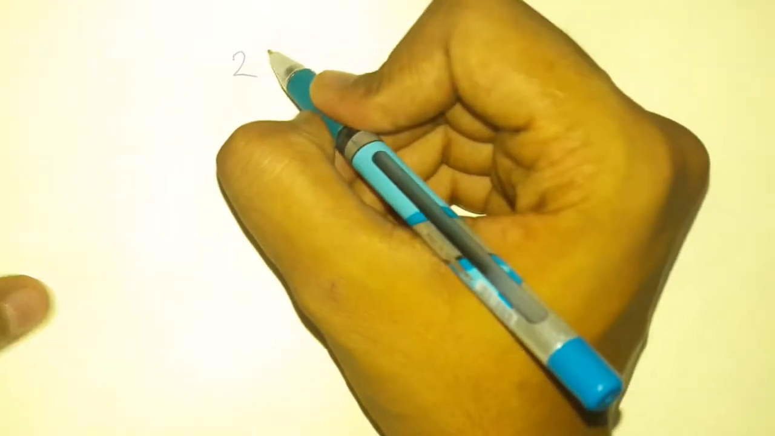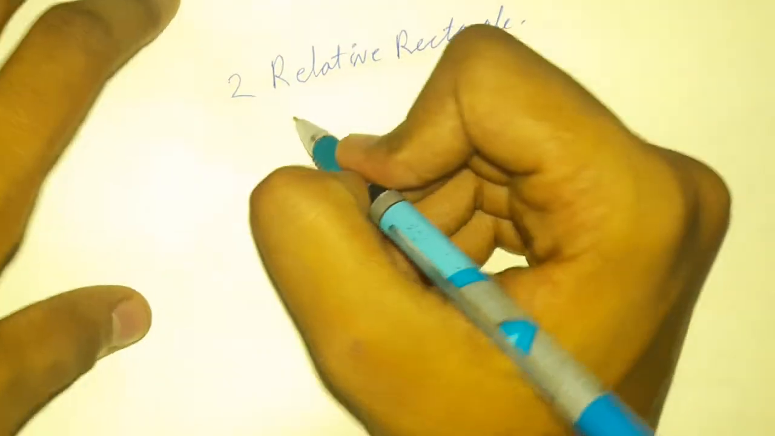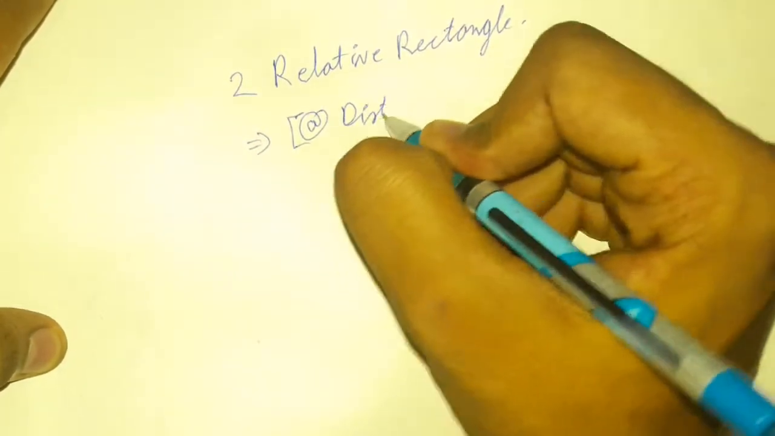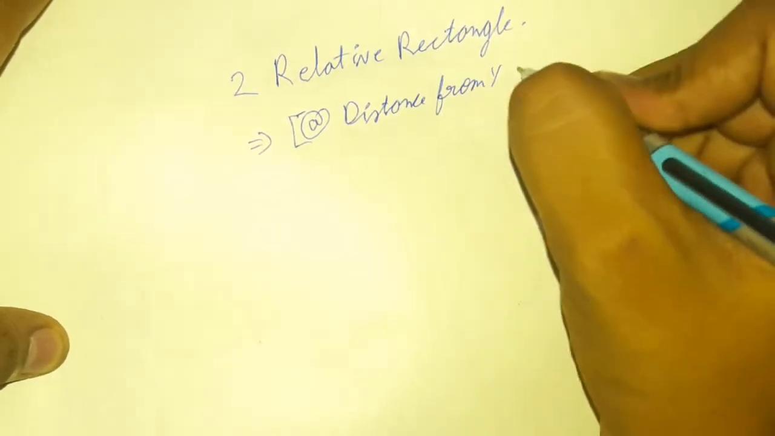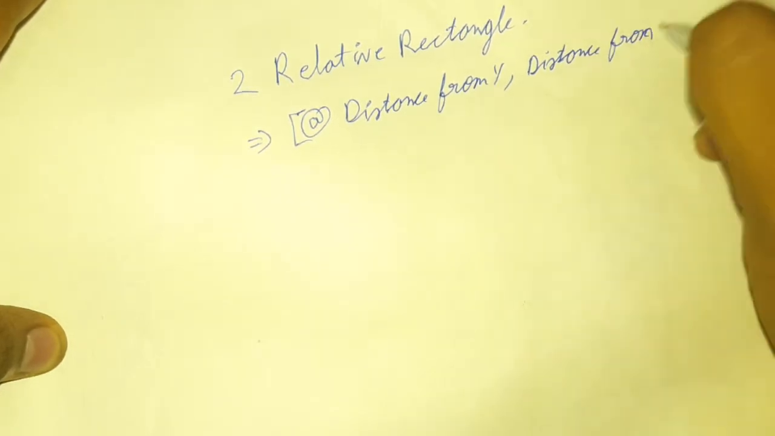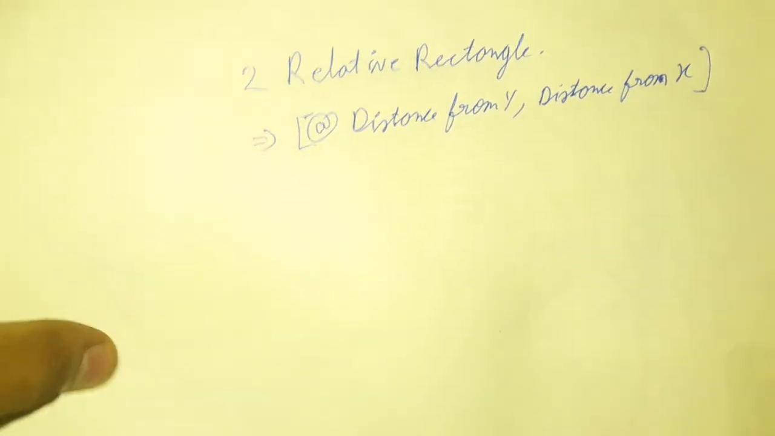Next is our relative rectangle. In this relative rectangle, we have to find the coordinate by supposing another point as origin. Here the formula is @ distance from y-axis, comma, distance from x-axis. Remember this formula. Take an example.